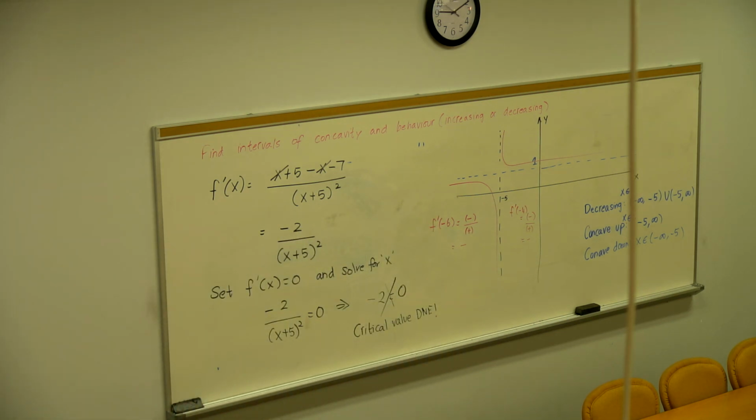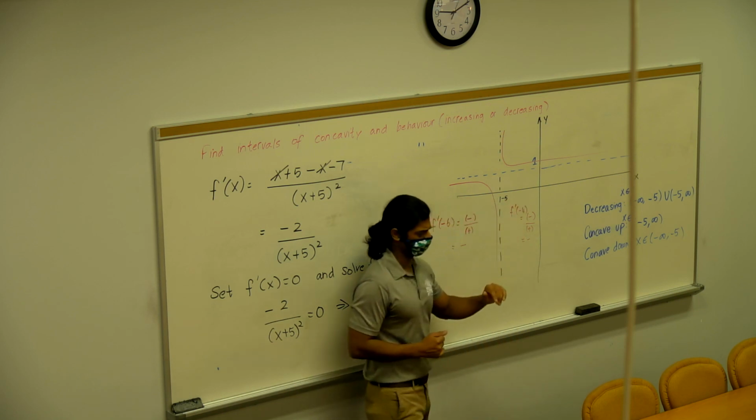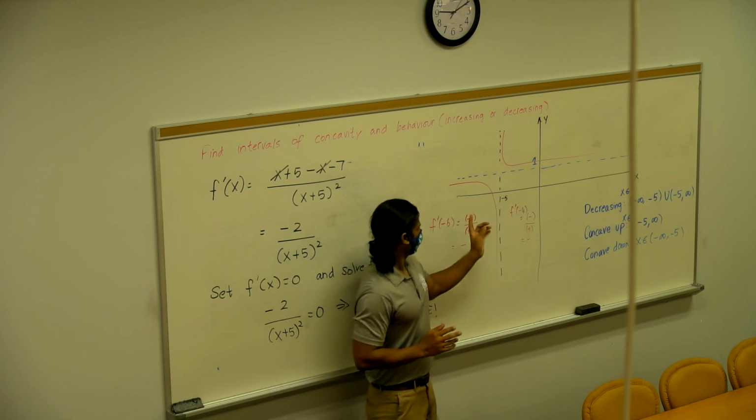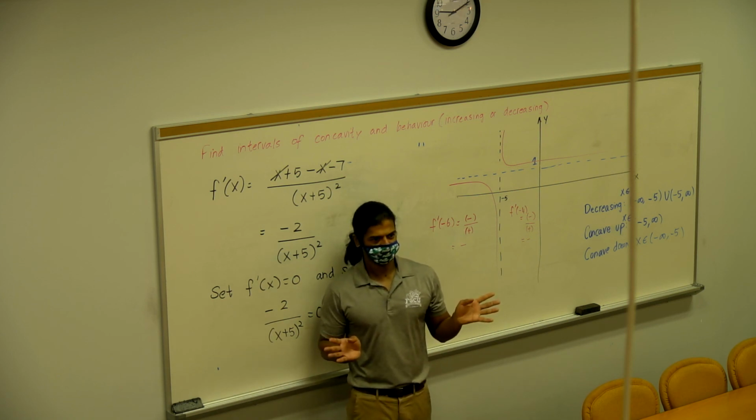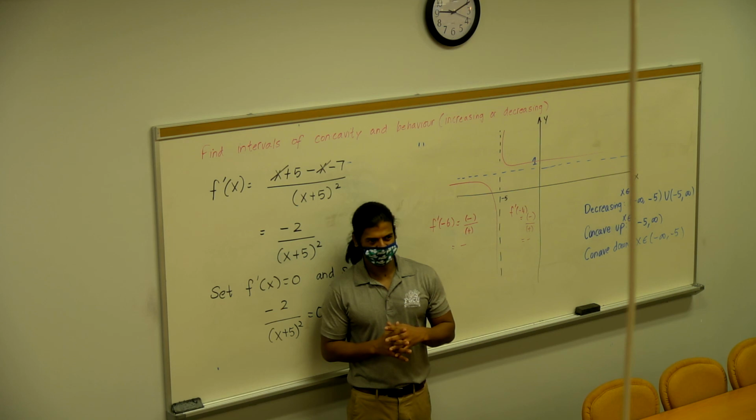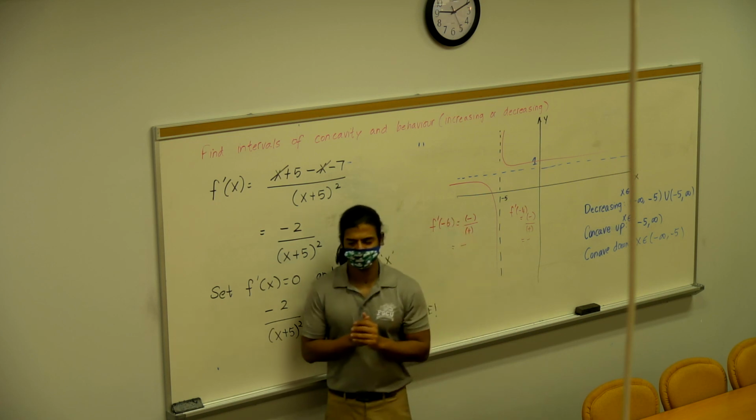Does the derivative exist at negative 5? No, because it is a breakpoint. A derivative cannot exist exactly at negative 5. But can we say that negative 5 is a point of inflection? What happens at the point of inflection? It changes concavity. Right, so it changes concavity, so it is a point of inflection.